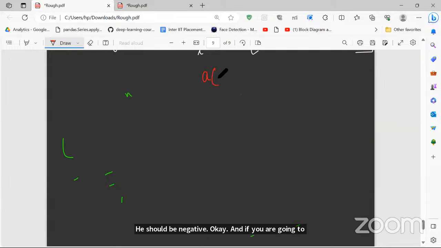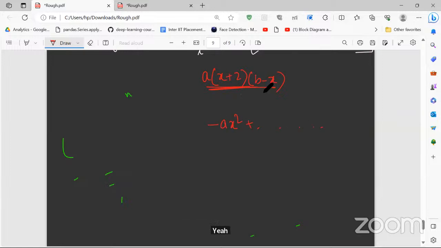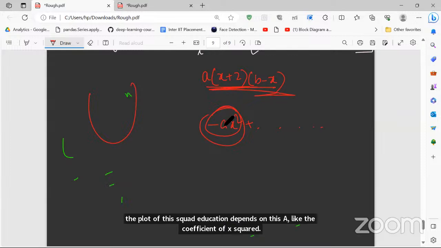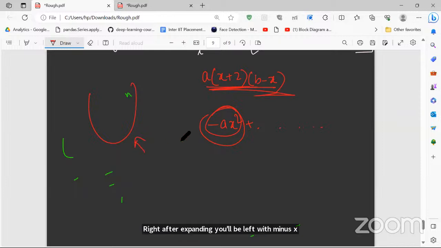A into, what was the value here? X plus 2, and then you have B minus x. If you are expanding this equation, you'll have something like x square and then some value, because B is not going to matter here. The plot of this quadratic equation depends on this A, the coefficient of x square. After expanding, you'll be left with minus A x square. So to get this type of plot, this coefficient should be positive. So to make this positive, A should be negative.